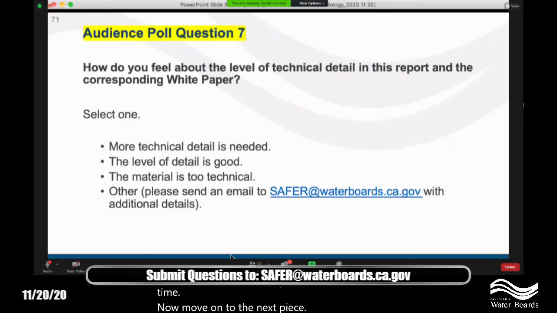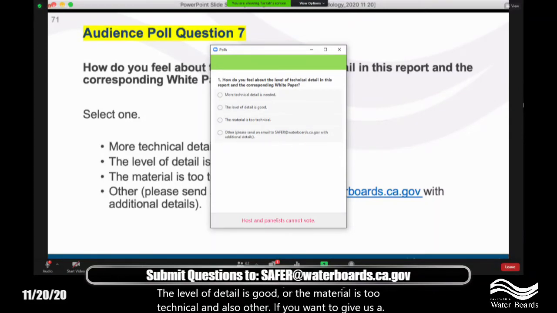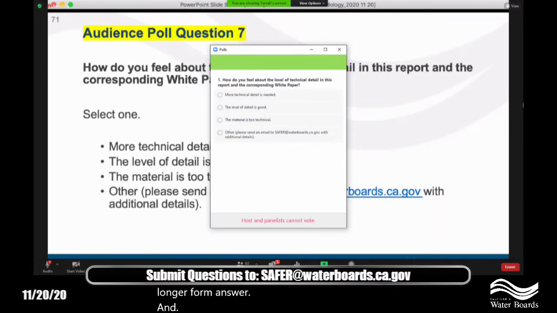Okay, so this one's more of an opinion poll. The question is, how do you feel about the level of technical detail in this report, the corresponding white paper, and the presentation? Do you feel that more technical detail is needed, the level of detail is good, or the material is too technical? And also other, if you want to give us a longer form answer. Unfortunately, the Zoom platform is not great for longer form answers, so that's why it has to be done by email.